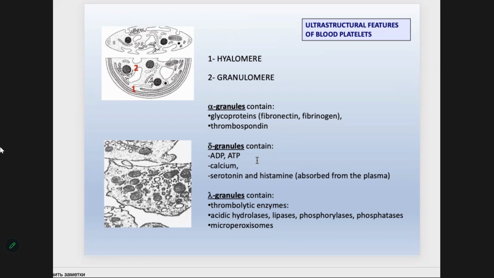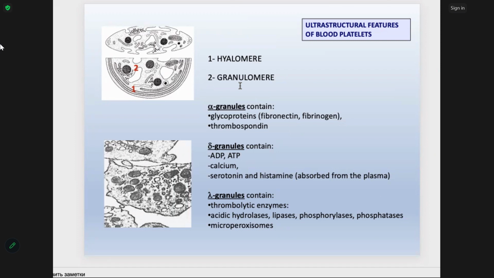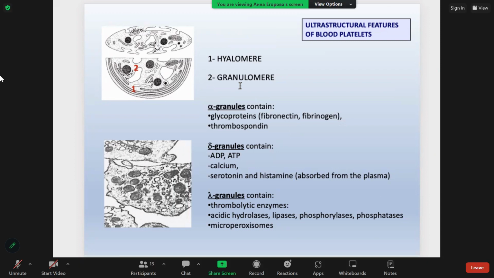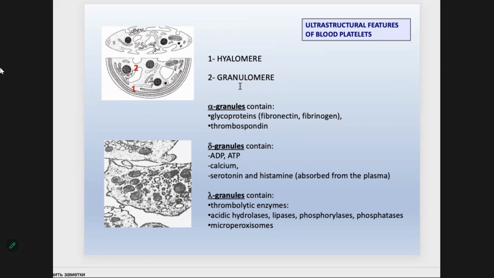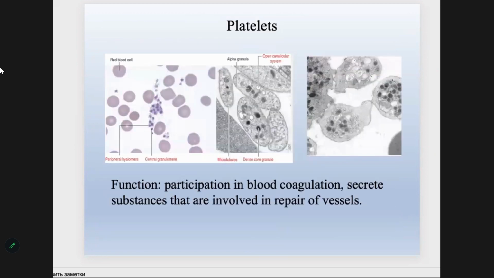So granules are present in the granulomere, and also some remains of organelles such as mitochondria, ribosomes, the short cisterns of rough endoplasmic reticulum, elements of the Golgi complex. Glycogen inclusions are also present in the granulomere. And now we told about the platelets or thrombocytes.